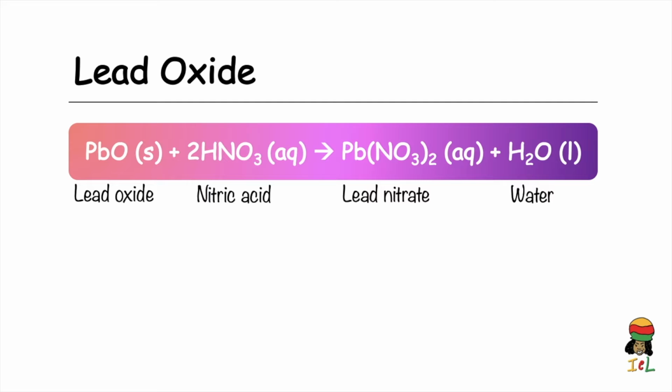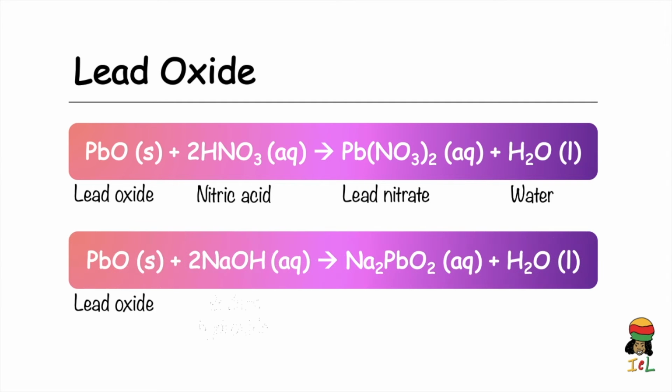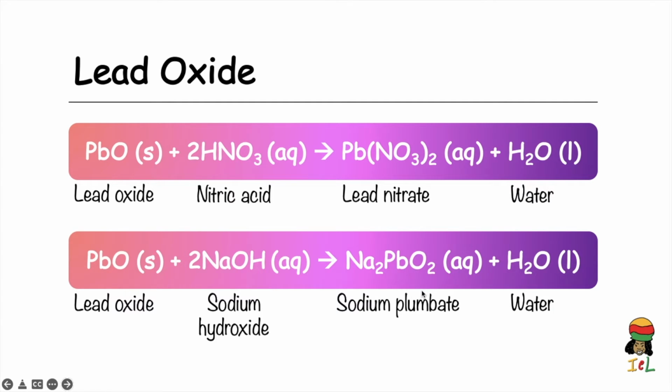The lead oxide can also react with a base or alkali such as sodium hydroxide to produce the salt sodium plumbate, Na2PbO2, and water. In this example, the lead oxide functions as an acid. As we can see, it's reacting with a base to produce salt and water as the products.